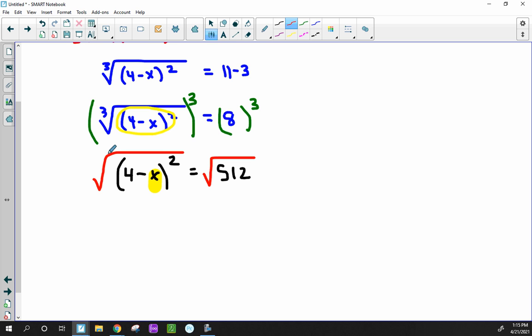Okay, now that I've done the square root, I have the square root of something squared. Well, that something comes back. And so that's going to be that 4 minus x. So we finally got rid of the power of 2, which is good.